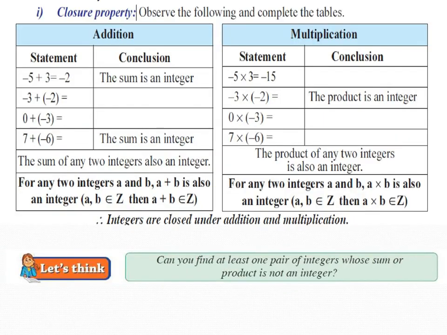So here I will ask one question from Let's Think. Can you find at least one pair of integers whose sum or product is not an integer?